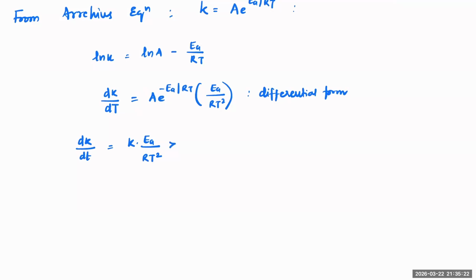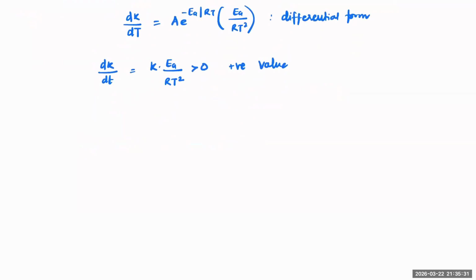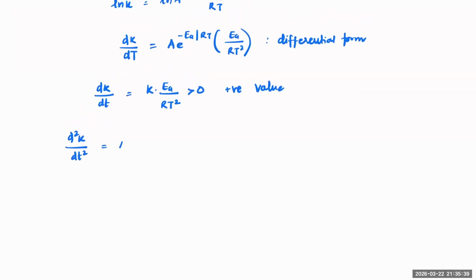Now can you see this is a positive value? This is greater than 0. A positive value. That is, the first derivative is a positive value. Now let me differentiate this once again. Correct? If I double differentiate that, I will go to the expression again, A e raised to power of minus EA by RT into EA by RT square was already there.